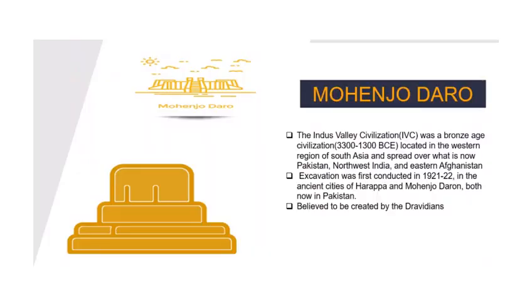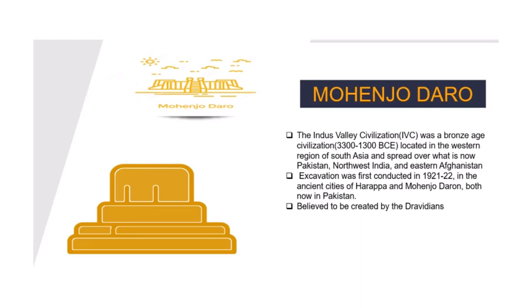The Indus Valley civilization was a Bronze Age civilization located in the western region of South Asia and spread over what is now Pakistan, northwest India, and eastern Afghanistan. Its excavation was first conducted in 1921 and 1922 in the ancient cities of Harappa and Mohenjo-daro. Both are now in Pakistan.